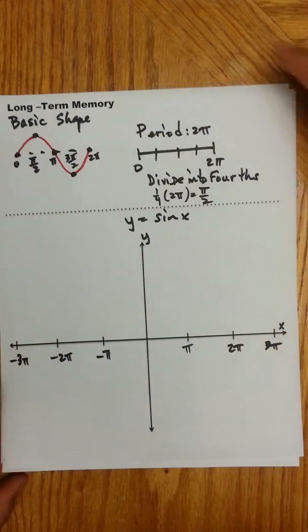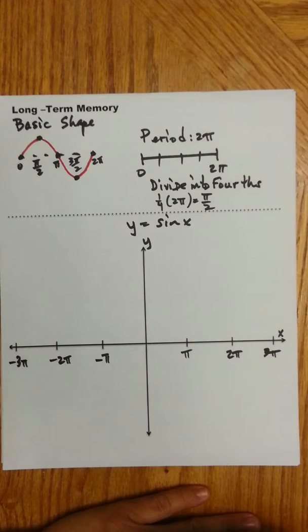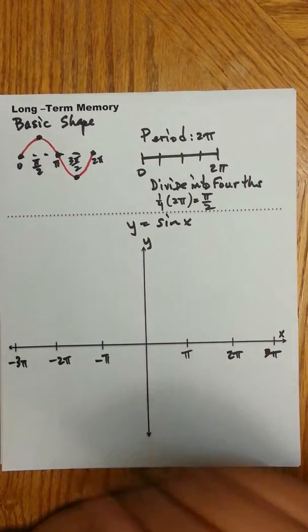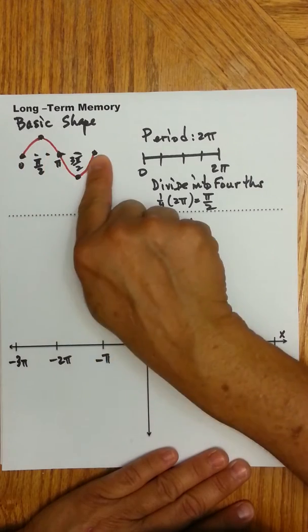But you don't really want to do that every time you want to graph. So what do we really do? Well, you have to commit some material to memory, in your long-term memory, meaning it's in there very well. You would know that the basic shape for sine x is this one right here.